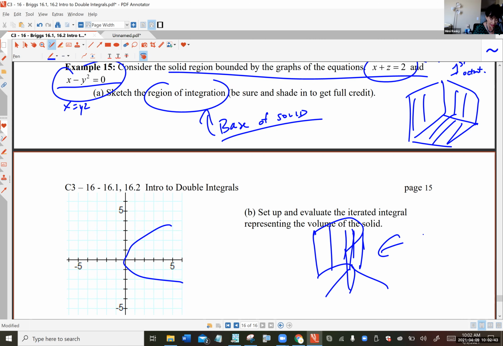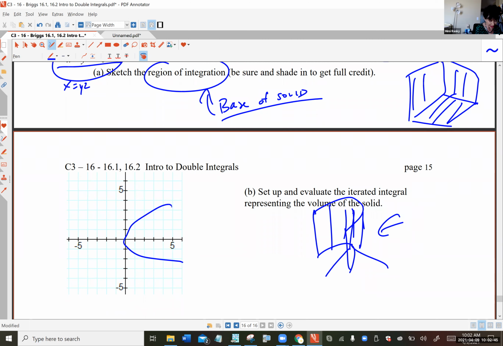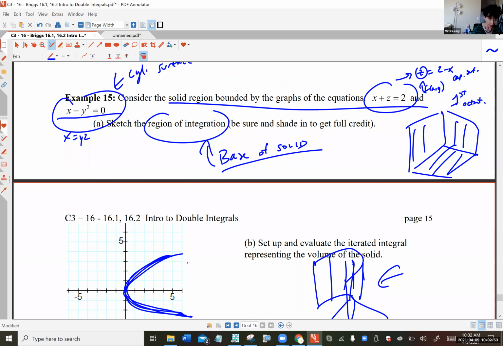But it is cutting through the xy plane, so the trace that cylindrical surface is making in the xy plane is helping form the base of our solid.